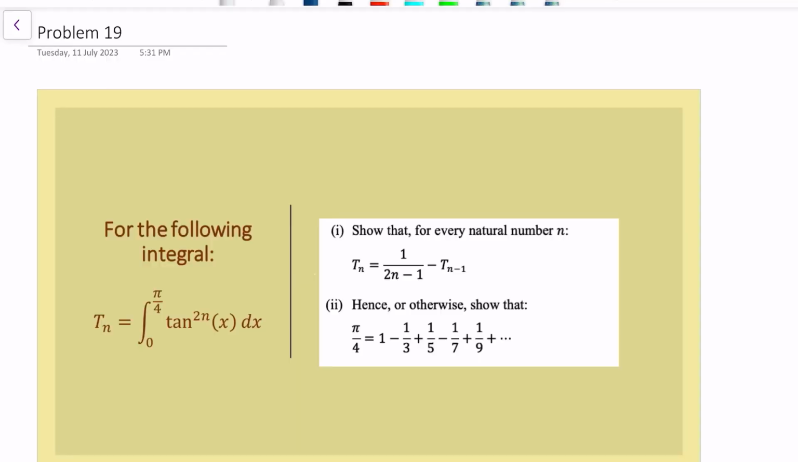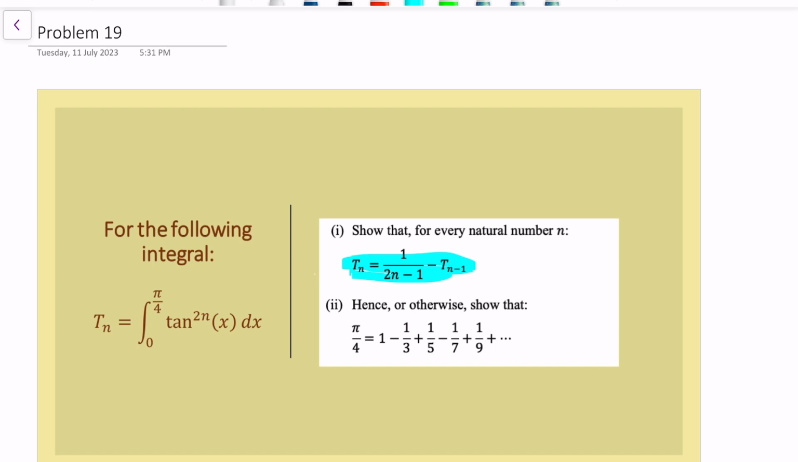So this problem's really neat. I love the result that you can get an approximation for pi over 4, which is just the sum and differences of fractions. It's an example of a recursive integral formula. So this first thing that we're going to prove shows that the result of the integral is just related to the previous integral.